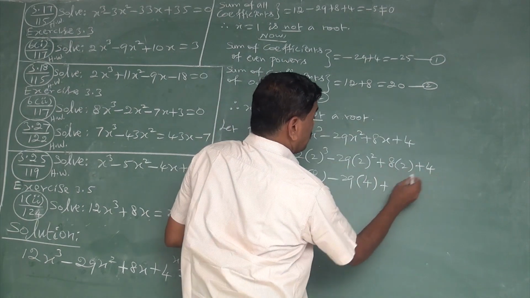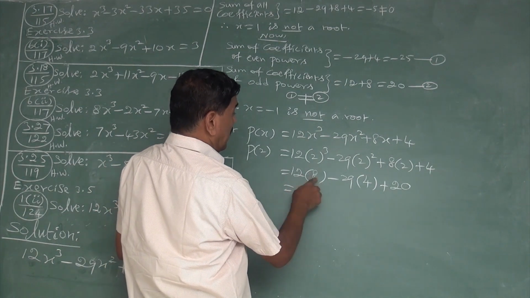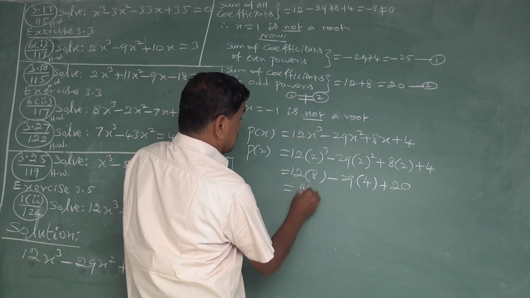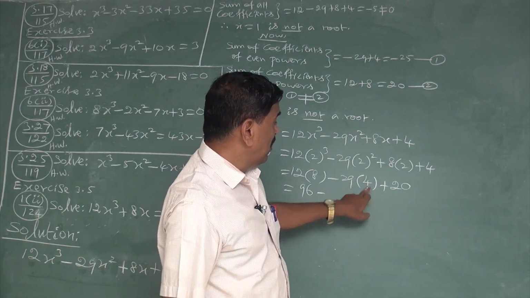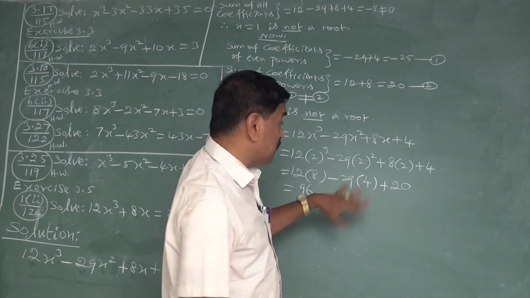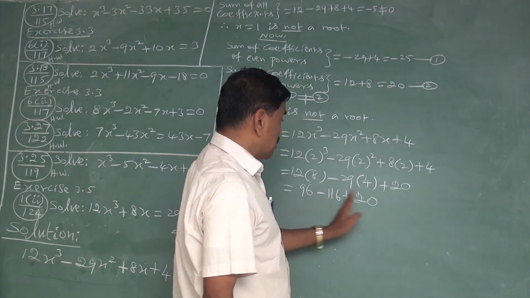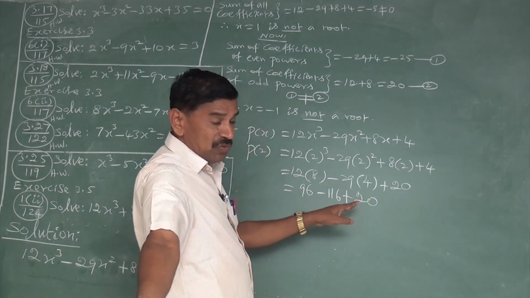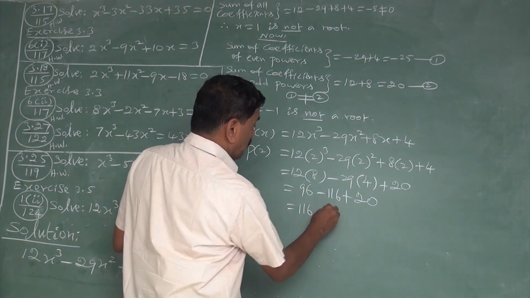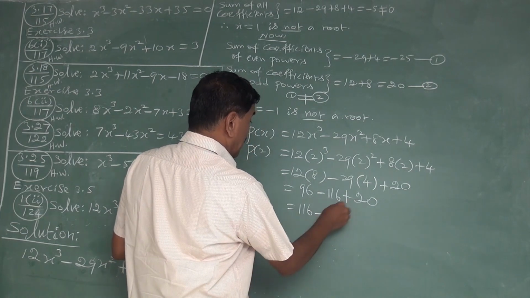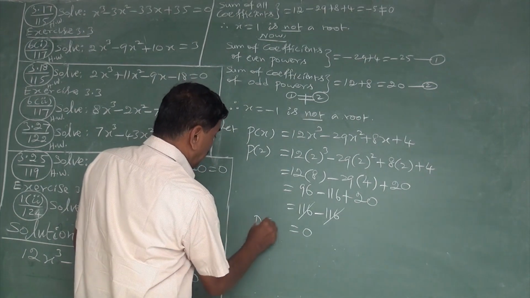Calculate the last two terms yourself. Good. 16 plus 4, 20. One can write plus 20 directly. Now, 12 eights are 96, minus 4 into 29. Consider 30, 4 thirties are 120, 120 minus 4 is 116, plus 20. Now, 96 positive, 20 positive, positive plus positive is 116. Minus 116. So, minus 116 plus 116 cancel, which is equal to 0. P of 2 is equal to 0.